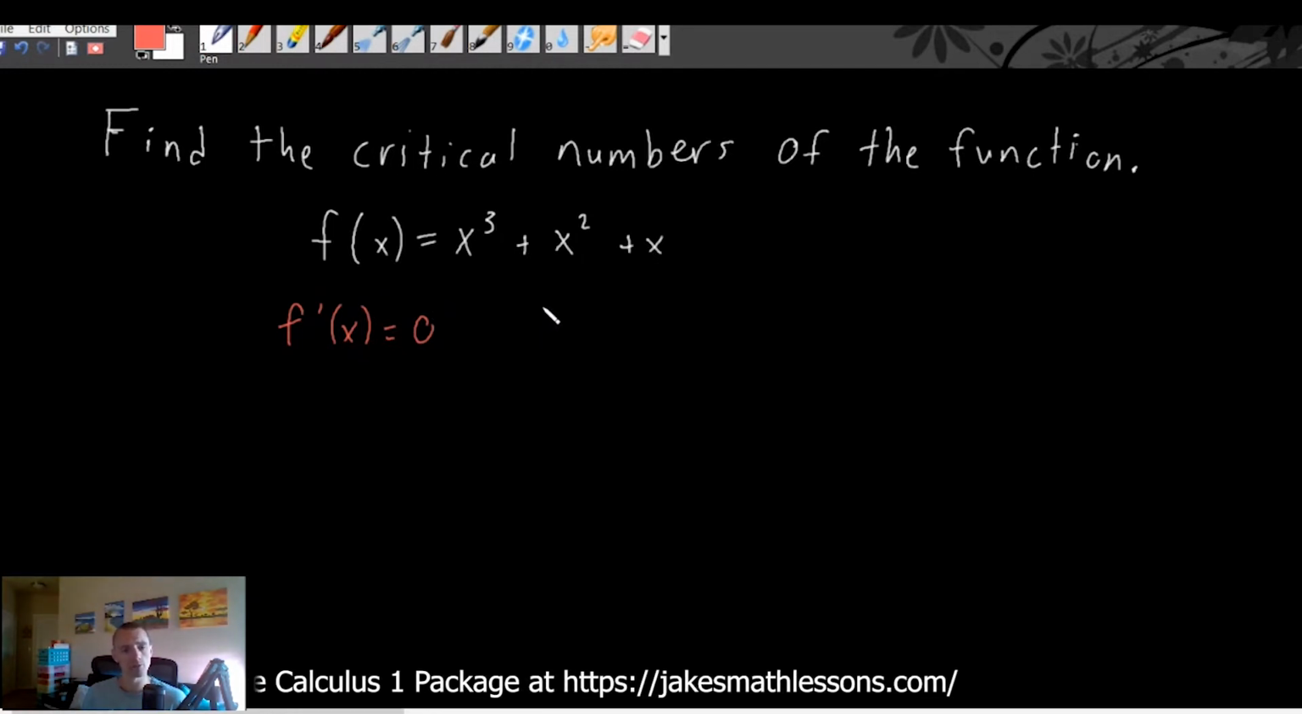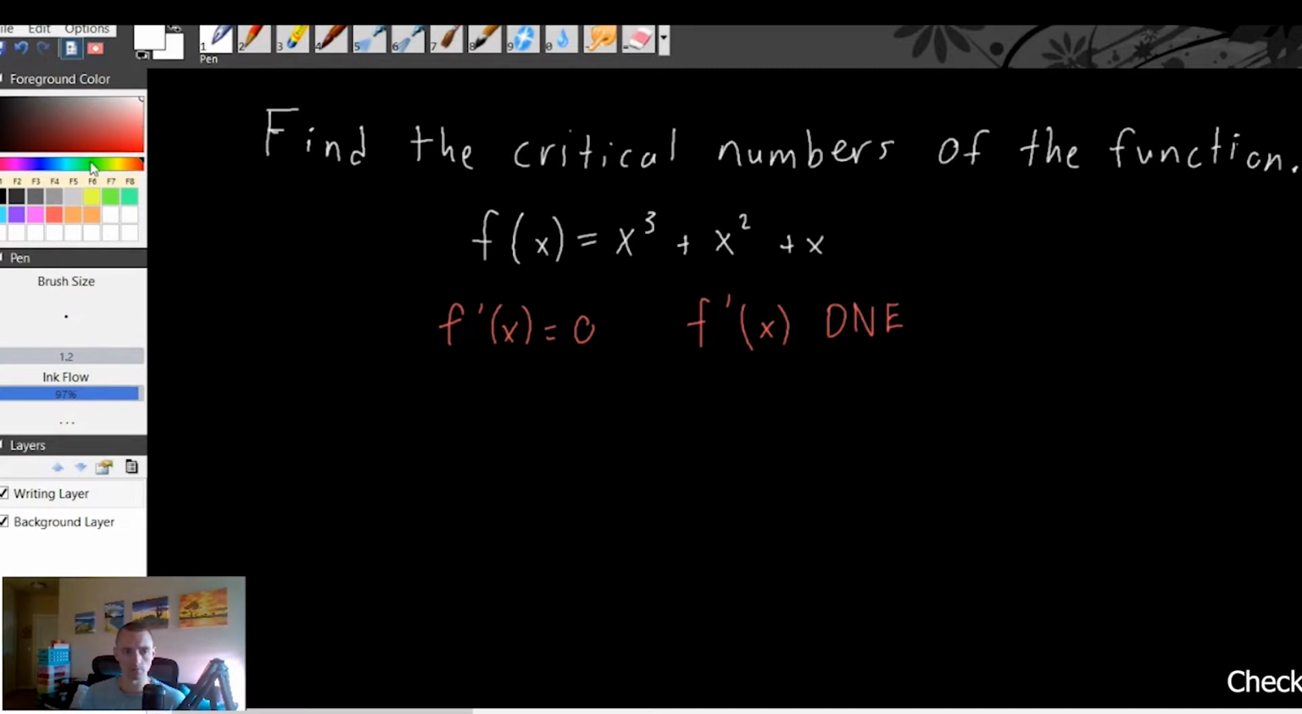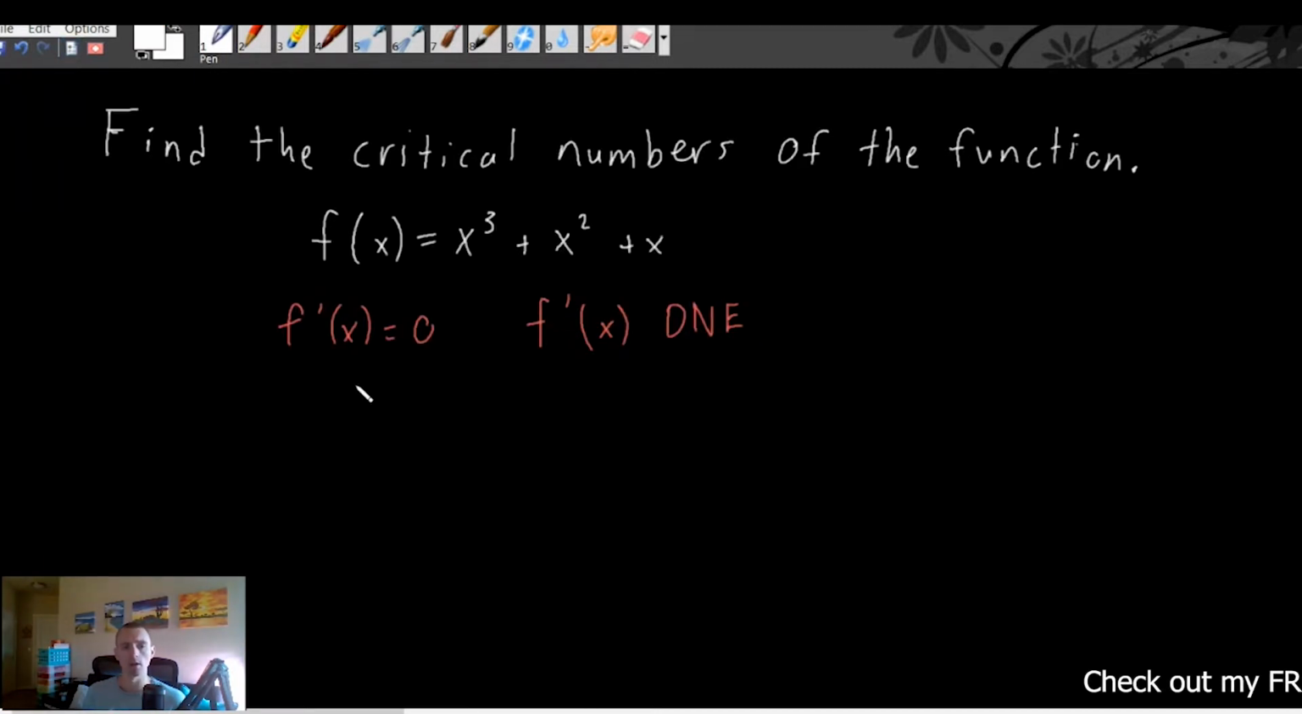The other one, which is equally as important, although I will admit it comes up less often, but you do still always need to check it, because if you don't check it, you might miss some critical numbers, is going to be wherever f prime of x does not exist. So you always want to be thinking whenever you're doing these critical number examples, which, in either case, what you need to look at is the derivative of your function.